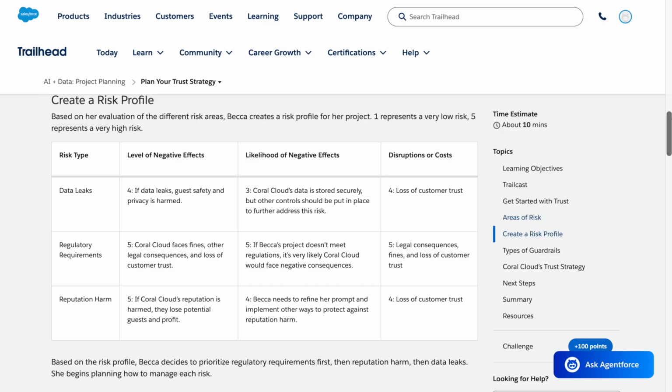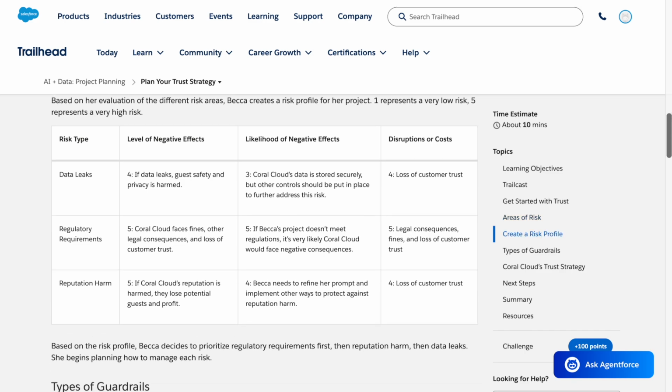Based on the risk profile, Becca decides to prioritize regulatory requirements first, then reputation harm, then data leaks. She begins planning how to manage each risk.